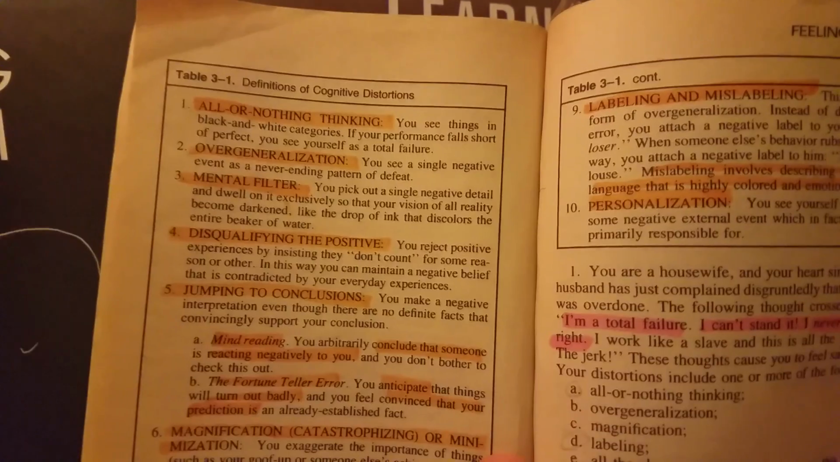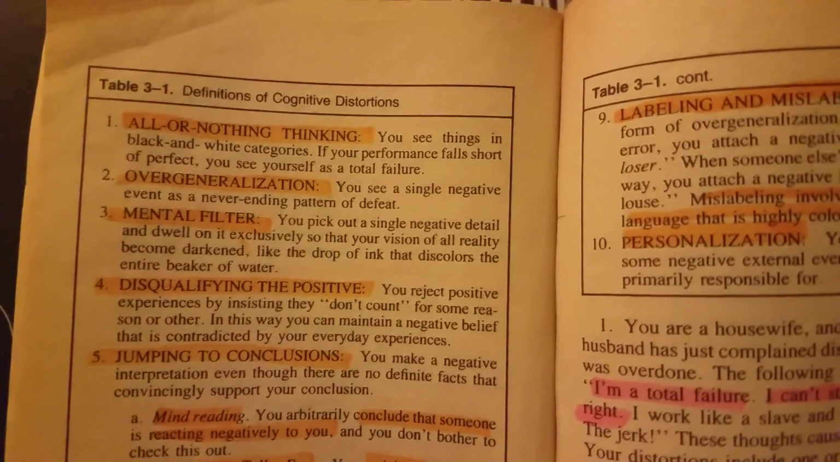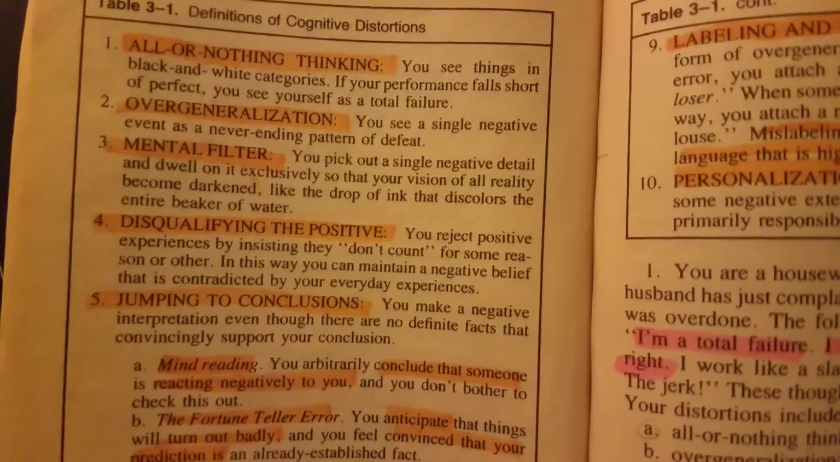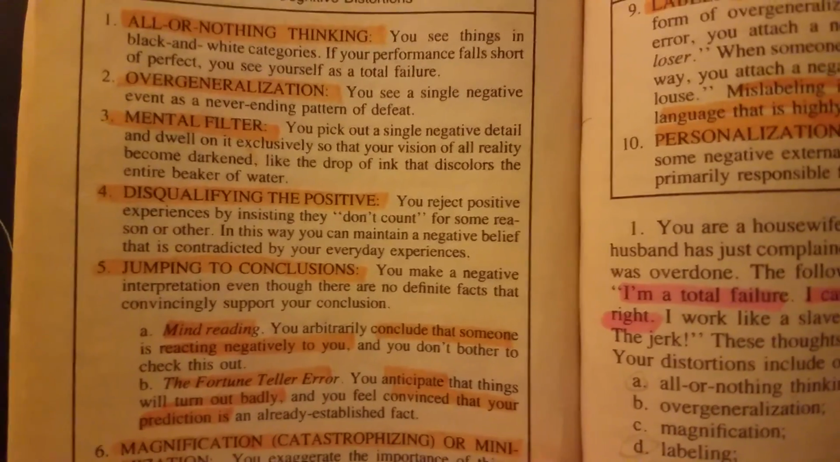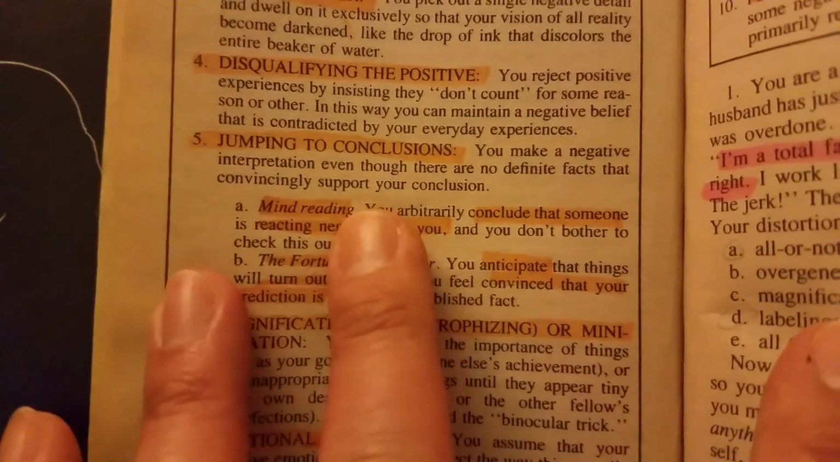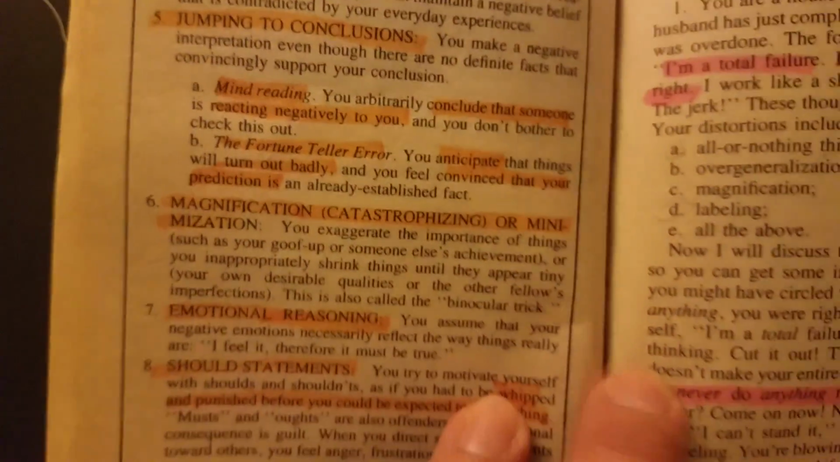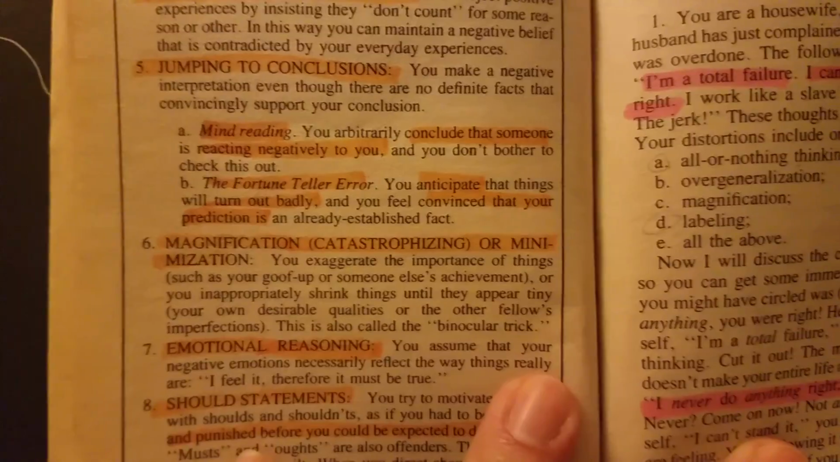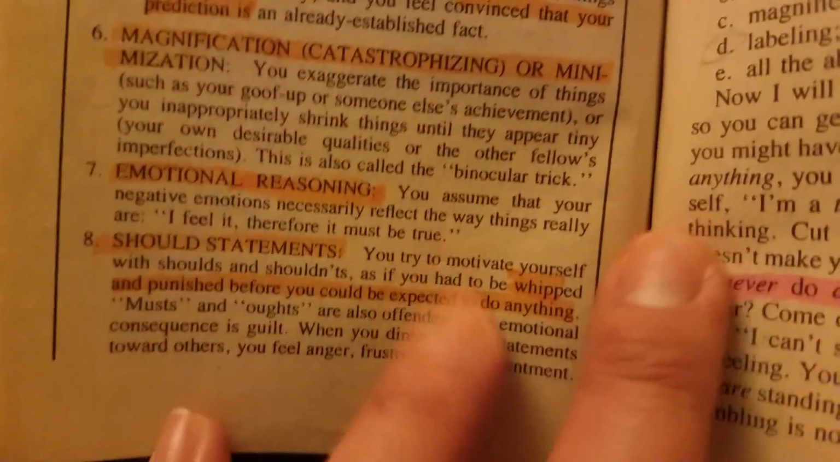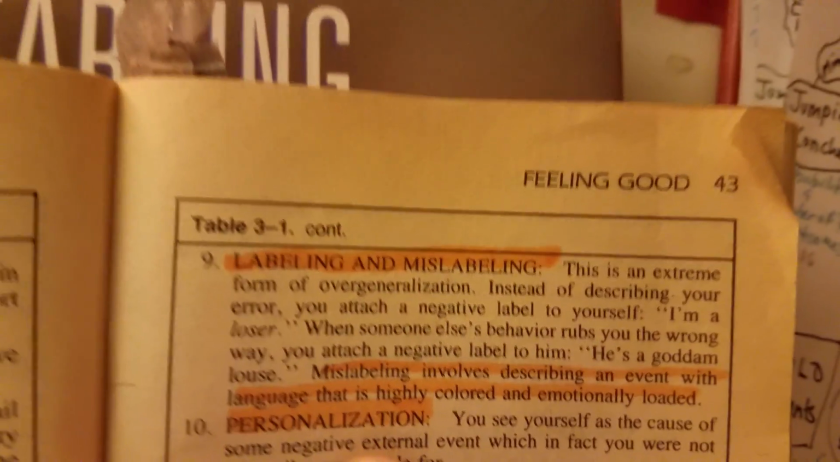The core, or the gist, of this book is about the 10 most common cognitive distortions. You have all or nothing thinking, overgeneralization, mental filter, disqualifying the positive, jumping to conclusions, under which you have mind reading and fortune telling error. Then you have magnification or minimization or catastrophizing, emotional reasoning, should statements, labeling and mislabeling, and personalization.